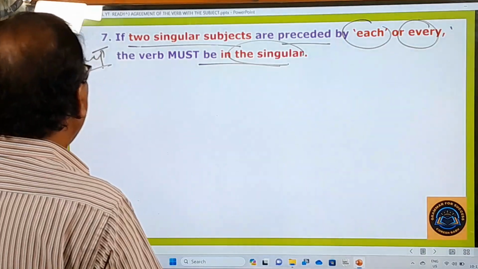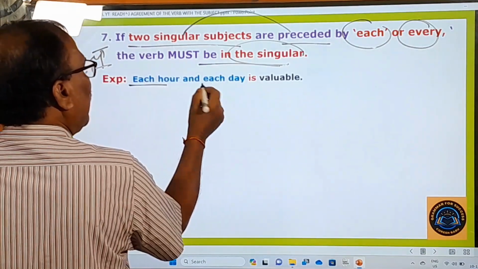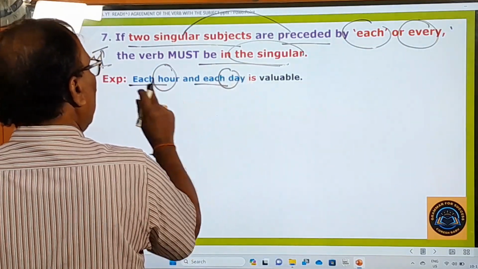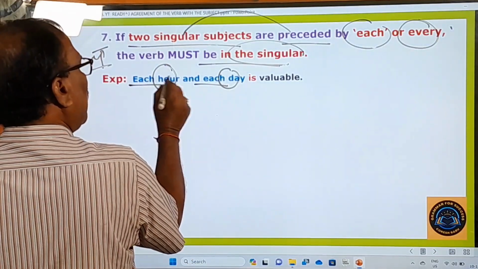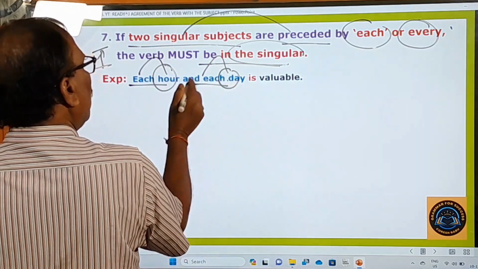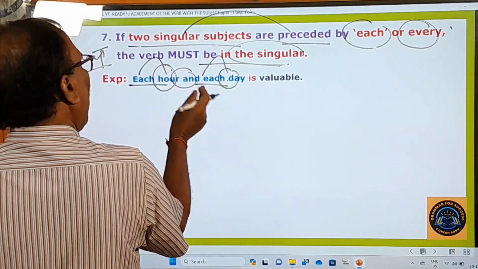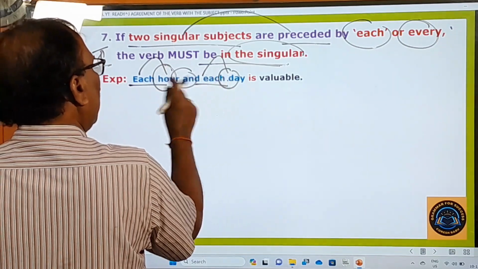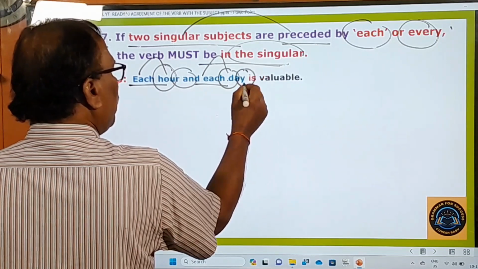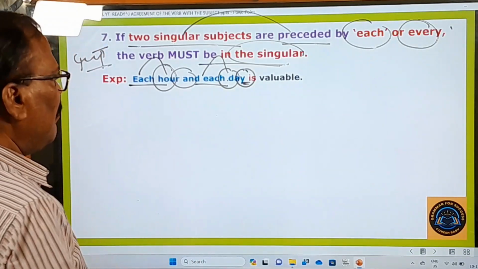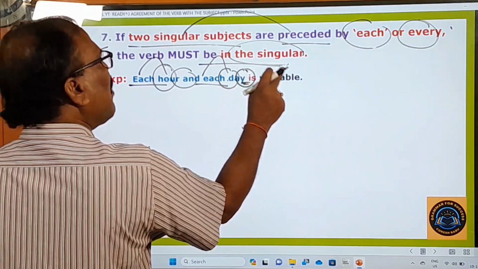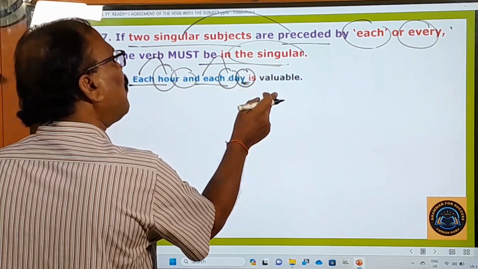And now let us take the examples. Each hour, each day. Each hour singular, each day singular. So each is used with hour singular, day singular. So though they are connected by and, they are only one. So the helping verb, the verb must be only in the singular. So that's why each hour and each day is valuable. Don't say are valuable. Don't say like that.